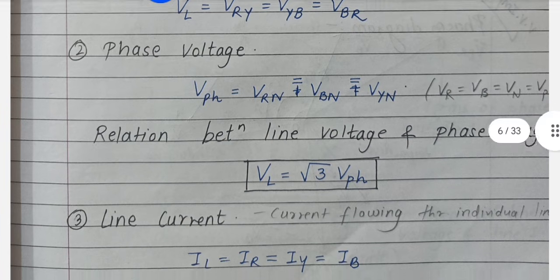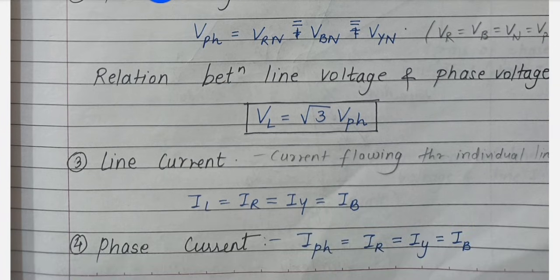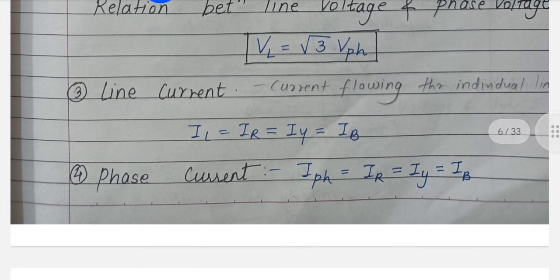So this is your phase voltage, and the relation between line voltage and phase voltage you have to write, that is VL, line voltage, is equal to root 3 times the phase voltage. There is a derivation in which we have to prove this. Okay, then the third point you have to write is about line current.